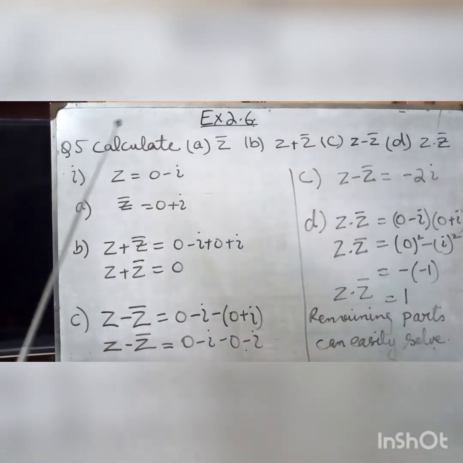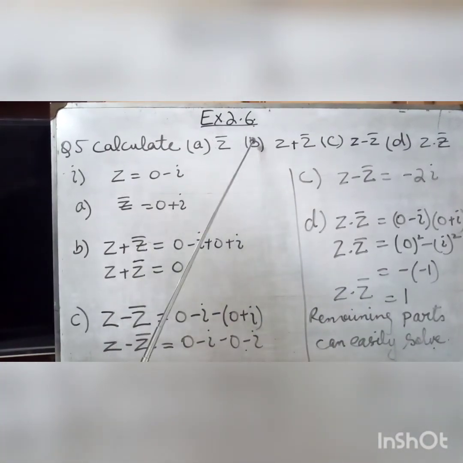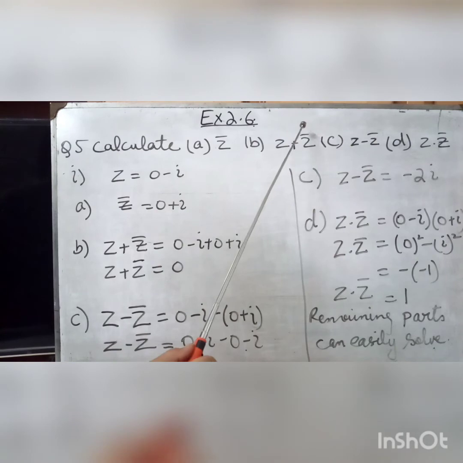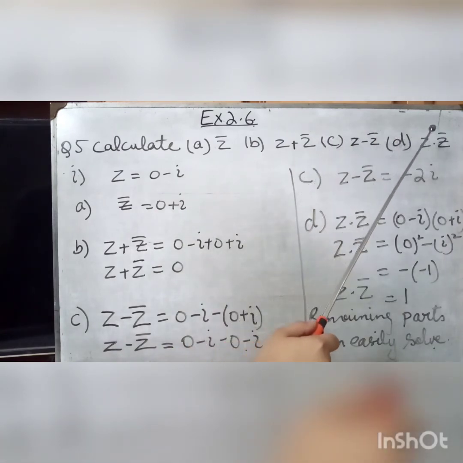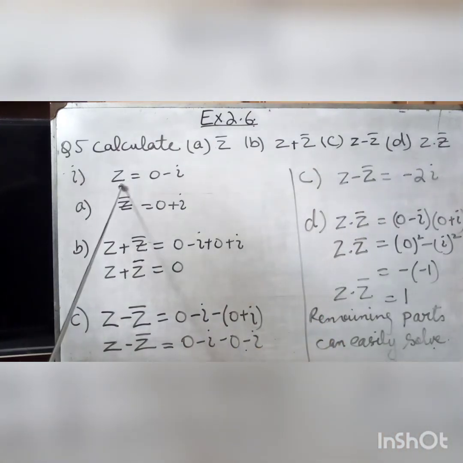Question number 5. Calculate a, z bar, b, z plus z bar, c, z minus z bar, d, z into z bar. First part, z is equal to 0 minus iota.